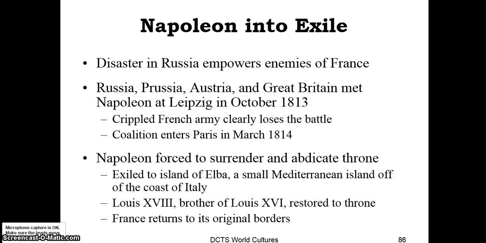Louis the 18th, brother of Louis the 16th, will be restored to the throne, and France gives up everything that was gained by the Grand Empire. France returns to its original borders.